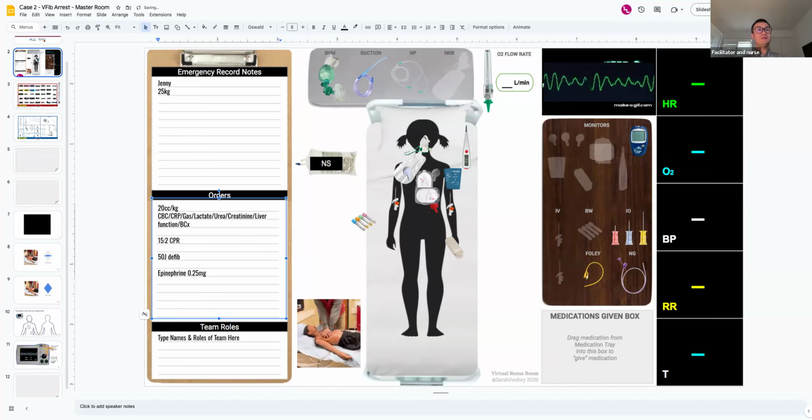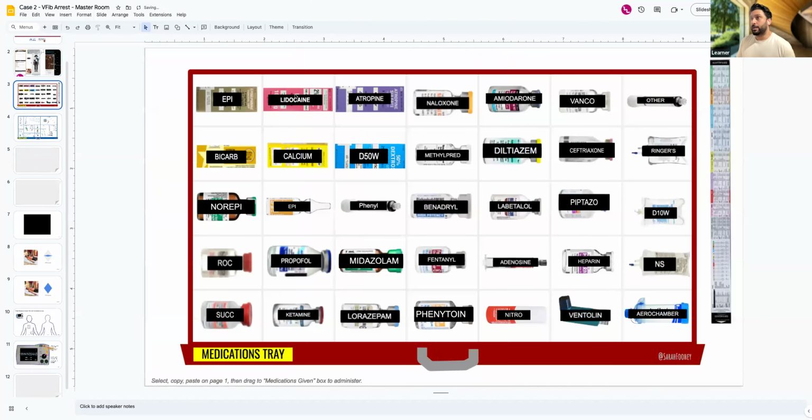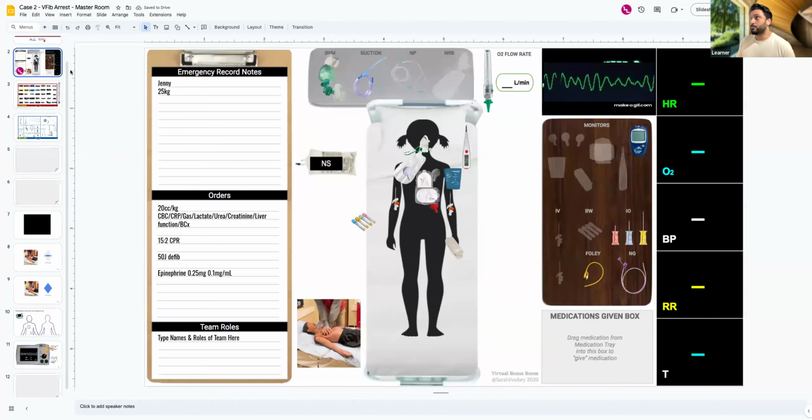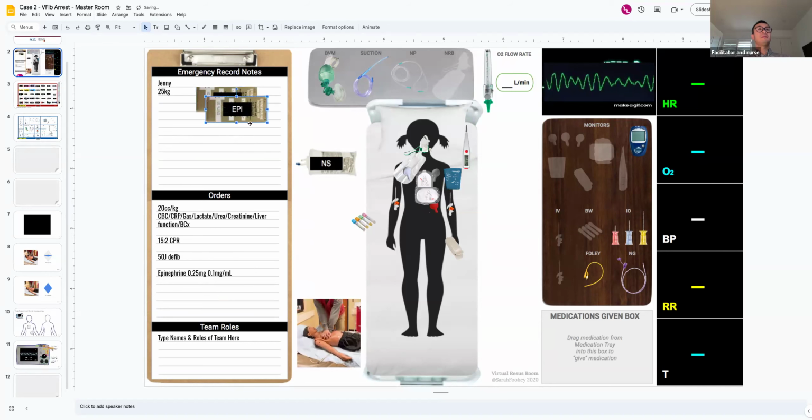What concentration? Zero point 0.1 milligram per kilogram. Sorry, 1.1 milligram per mil concentration. And can you please drop multiple doses? Okay, but we're just going to give one right now. Okay.